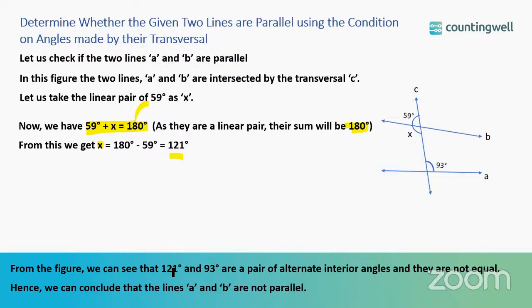From the figure, what can we observe? 121 degrees and 93 degrees. Here we have found 121 degrees for the value of X. Now, X and 93 degrees are alternate interior angles and they must be equal if the lines are parallel. But 121 degrees is not equal to 93 degrees. Therefore, we can conclude that the lines A and B are not parallel. I hope this question is clear.